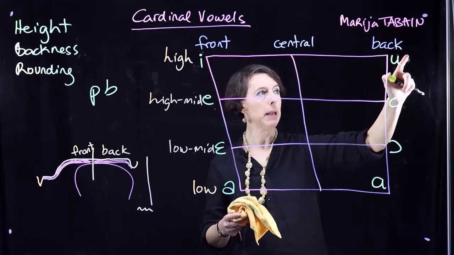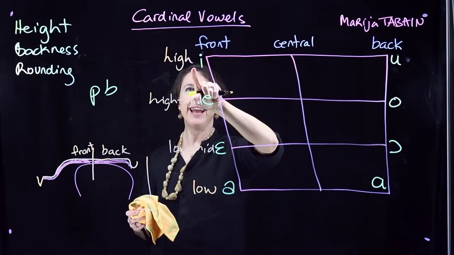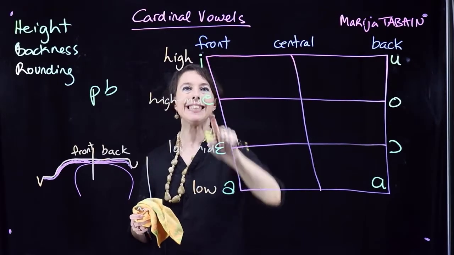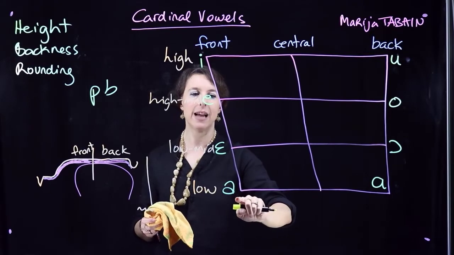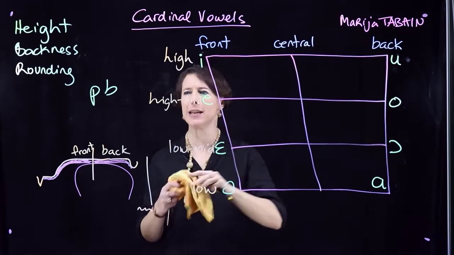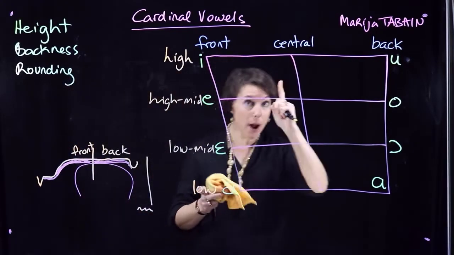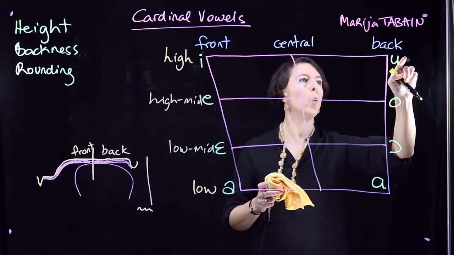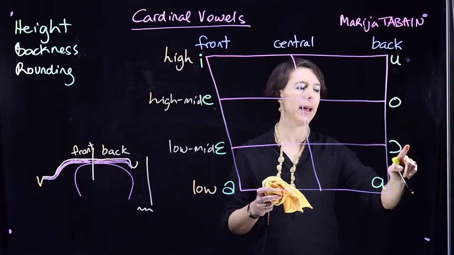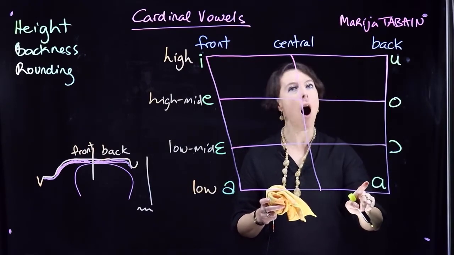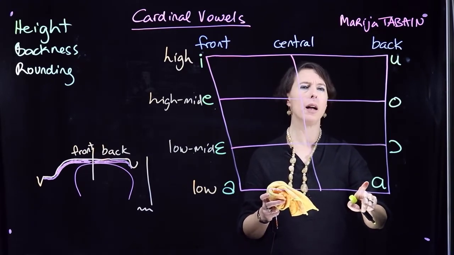Now, I need to explain that for the cardinal vowels, the front vowels are unrounded, but the back vowels, for the primary cardinal vowels, are rounded. I hope I'm doing them okay. This one is unrounded. That's better.